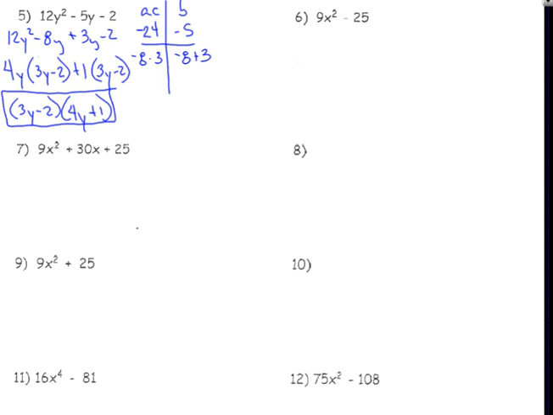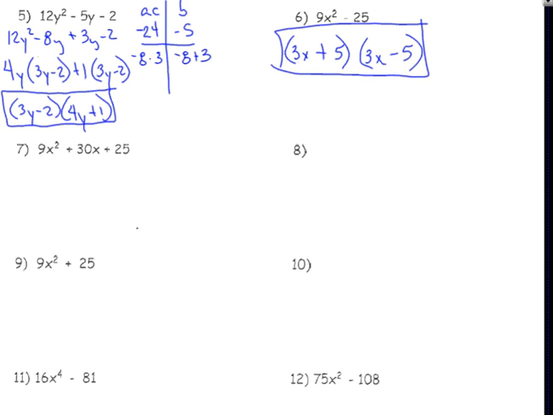For number 6, these are difference of perfect squares. Put two sets of parentheses. The square root of 9x squared is 3x. It goes in the front. The square root of 25 is 5. It goes in the back side. I then place a plus and a minus. Final answer.